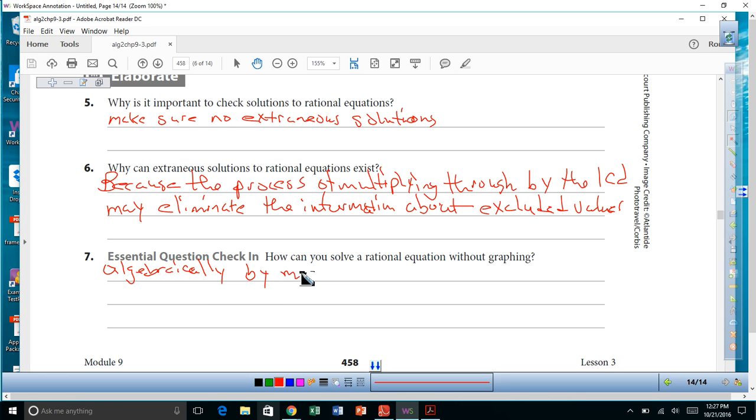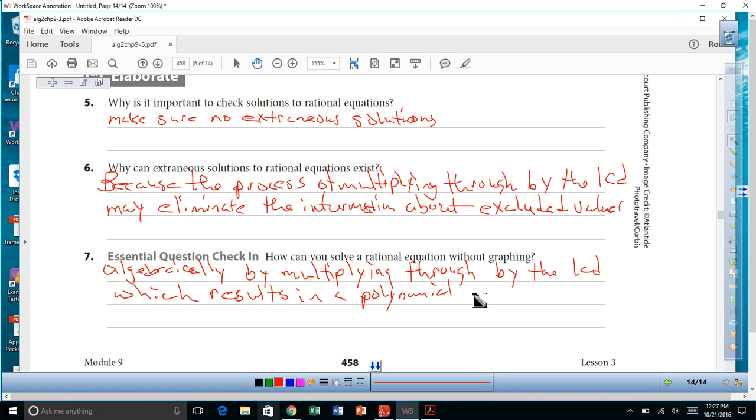Without graphing, you can do it algebraically by multiplying through by the least common denominator, which results in a polynomial equation that can be solved.